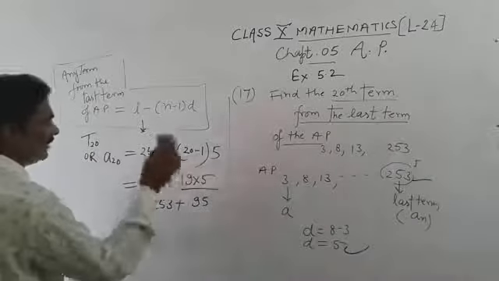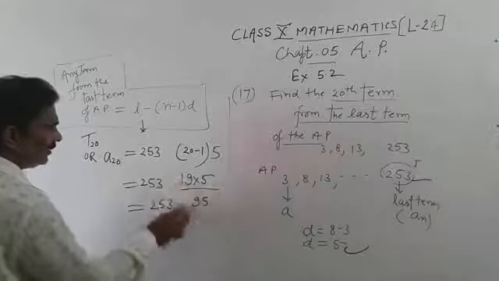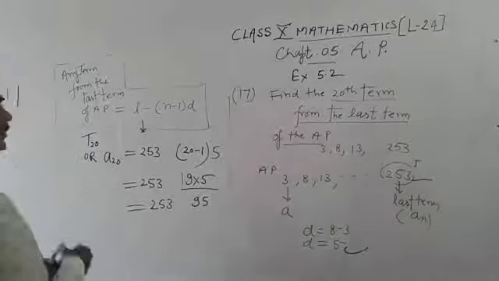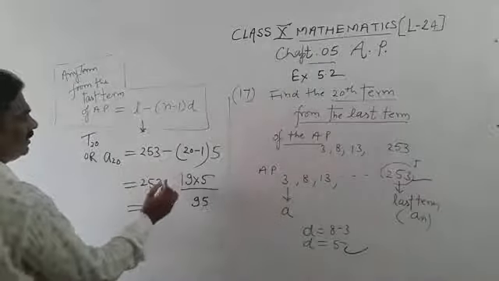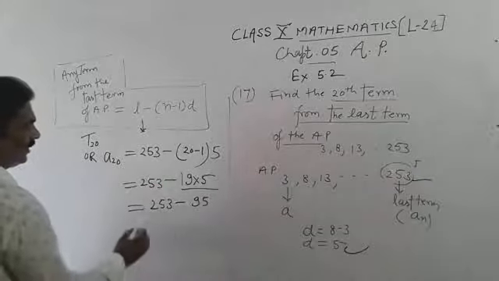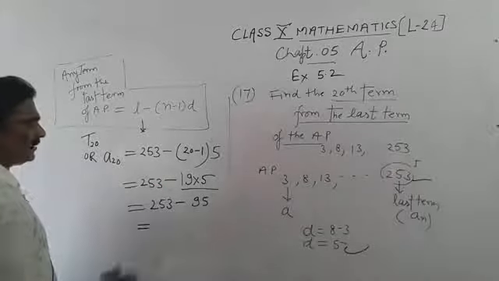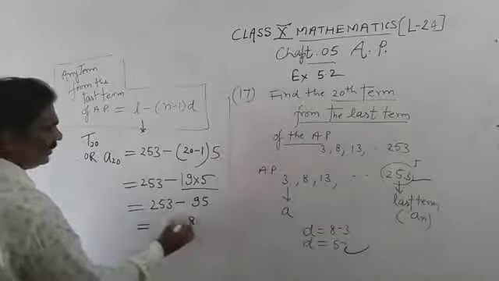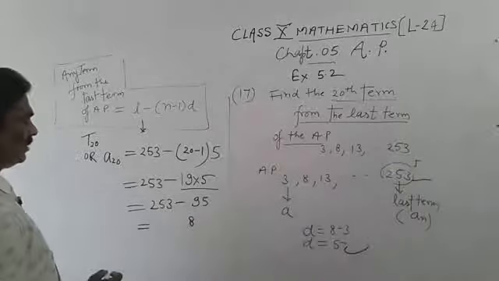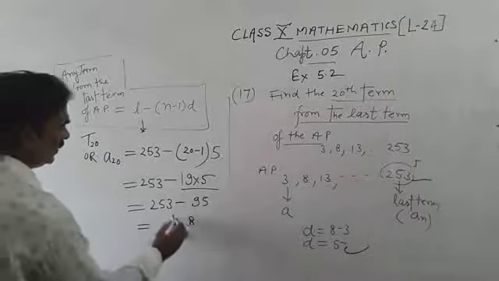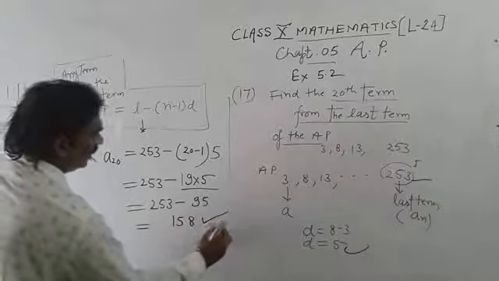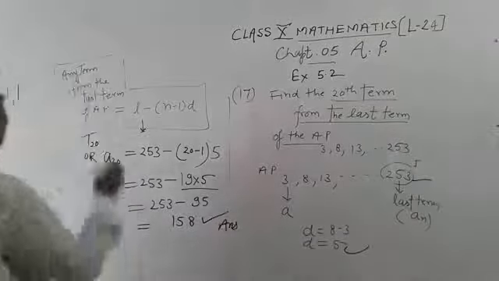The sign here is minus, not plus. This is a new formula in which we always use minus here: minus, minus, minus. Then when we subtract 8 from 15, the term will be 158. This is your answer. So students, remember the formula.